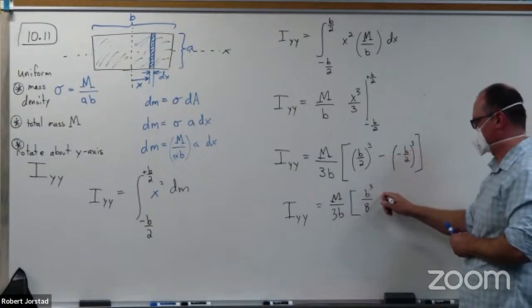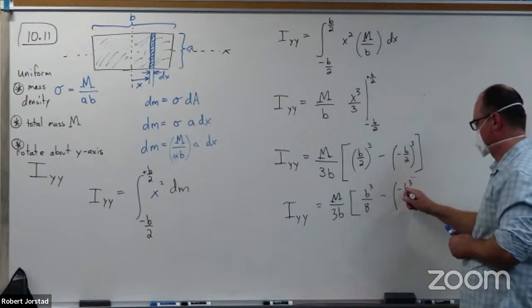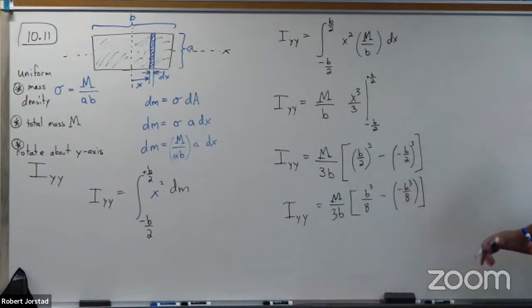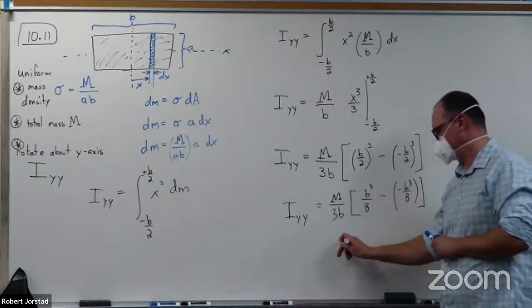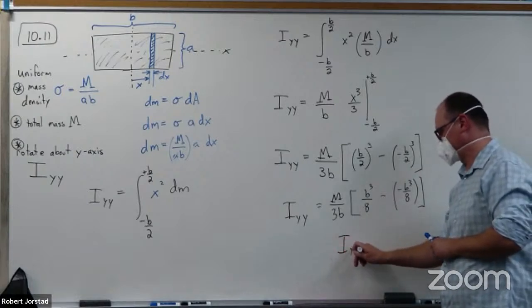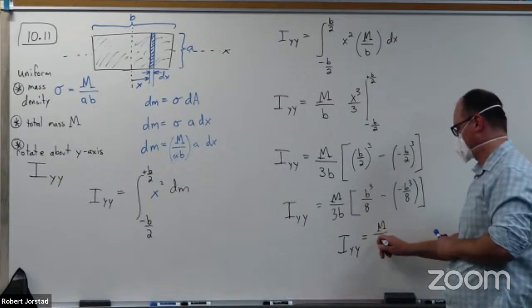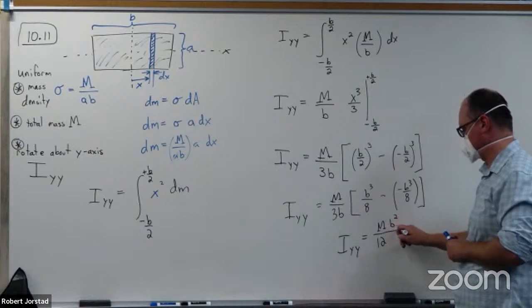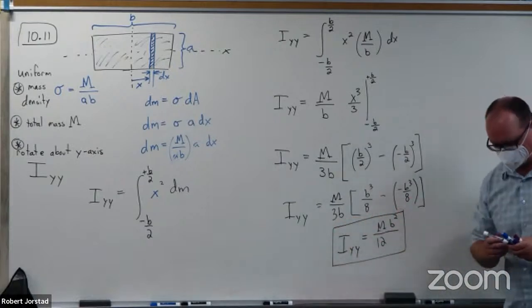B cubed over 8 minus b cubed over 8. That's going to be b cubed over 4. And then one of the b's cancels. Take a second to make sure you believe me that you get m over 12 b cubed, or wait, b squared. One of the b's cancels. We better get kilograms meters squared.